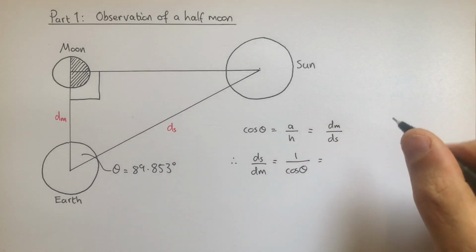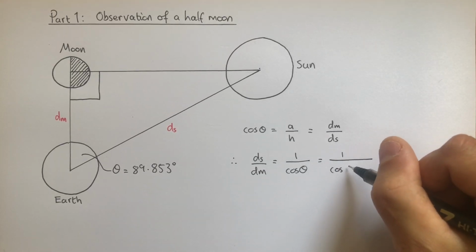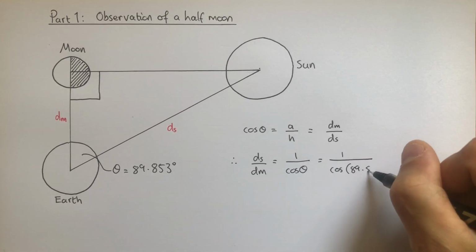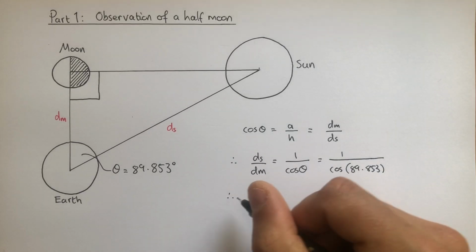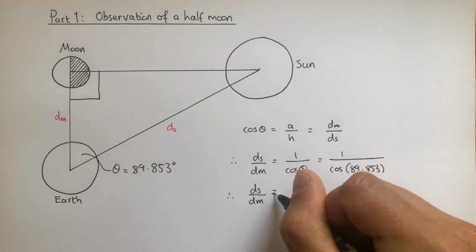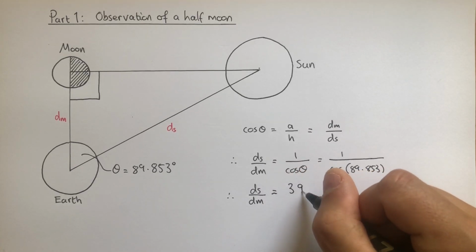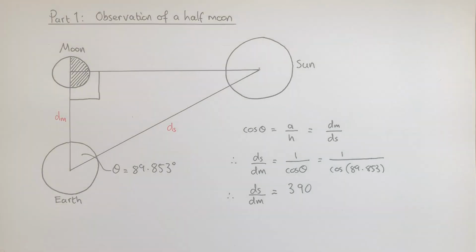If we now substitute in our value for theta, we have 1 divided by cos of 89.853. And if you put this into your calculator, you find that ds divided by dm is equal to roughly 390. This tells us that the Sun is roughly 390 times further away from Earth than the Moon is. And this ends our first calculation.